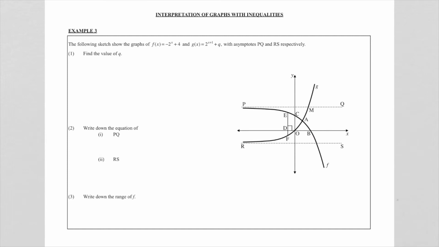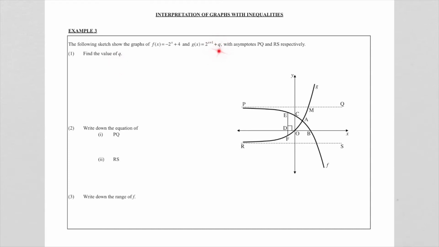Take note that an exponential function only has one asymptote, where the hyperbola has two asymptotes, a vertical and a horizontal. This one only has a horizontal. This is the asymptote of the f function, and this RS is the asymptote of the g function. In the first question, they ask us for the value of q. It is that q they are referring to.